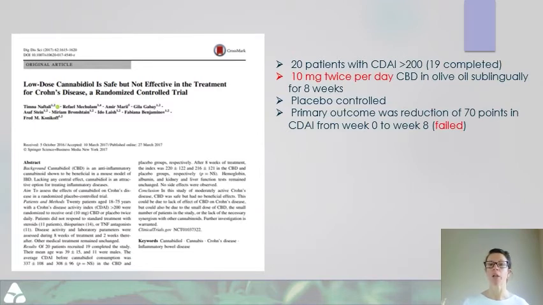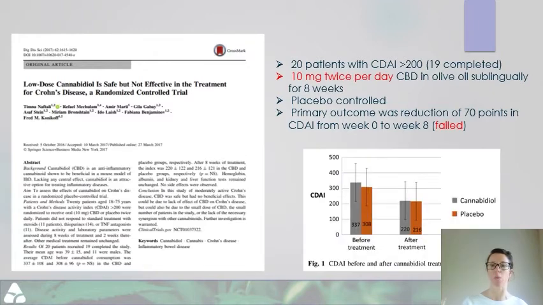And what they were looking for was a reduction in the CDAI score of 70 points. So basically showing that there was symptom improvement in Crohn's symptoms, but this failed. So they didn't see any improvement in the CDAI score in the patients who'd been taking CBD for 8 weeks. Which is shown in this graph here.